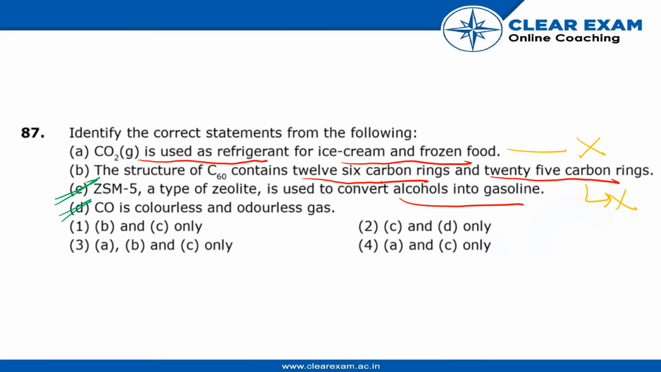The first option is saying B and C only. No, this is wrong. The second option is saying A, B and C, wrong. Third is saying C and D. C and D, so yes, this is the correct answer.